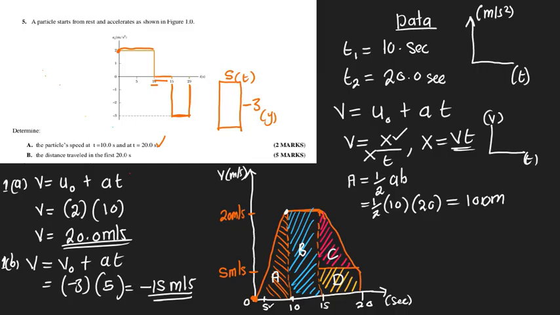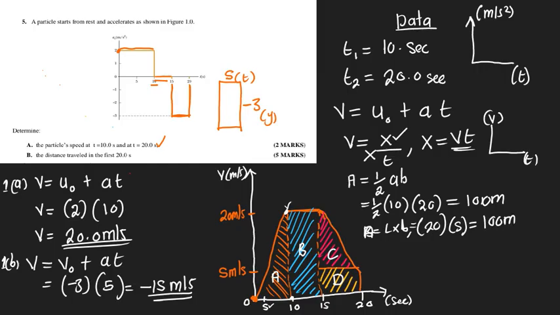Then we go to B. B is a rectangle. The area of a rectangle is length times breadth. So the distance from this point to that point is 20. So I can say 20, then 15 minus 10 is going to be 5. And this is going to give me 100 meters.